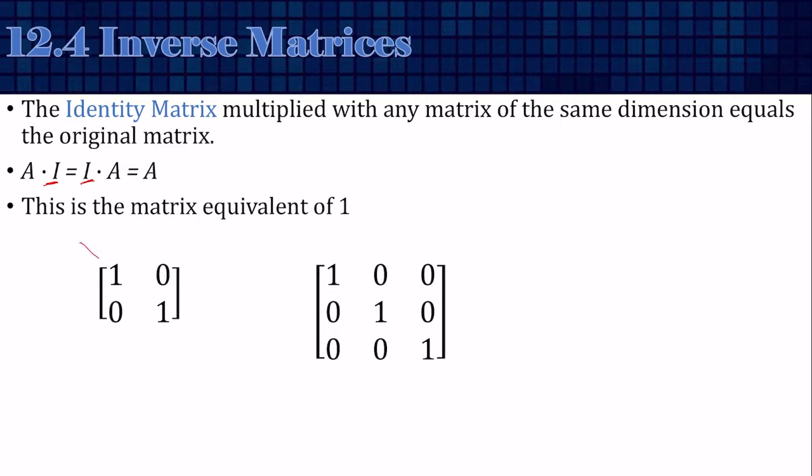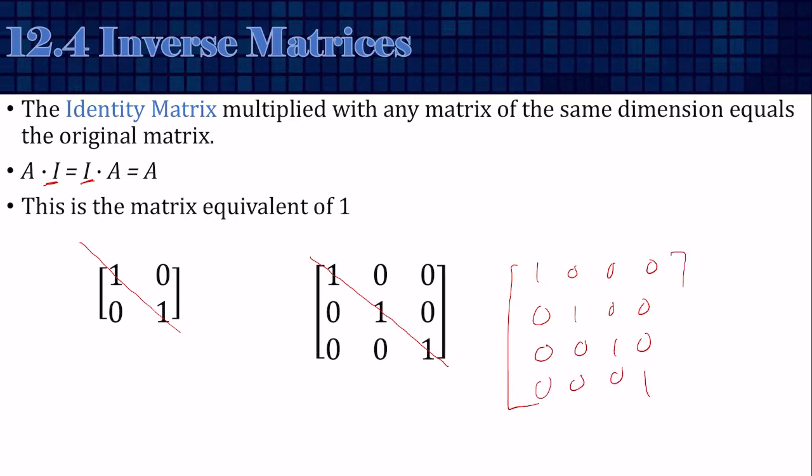Notice we have 1s on the downward diagonal, and everything else is a 0. So we could actually have it bigger if we wanted. It is always square. The downward diagonal is 1s, everything else is a 0.